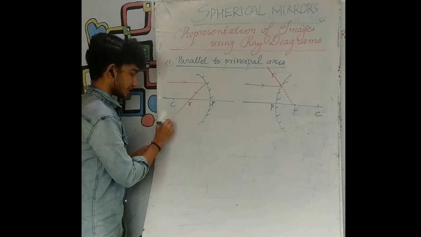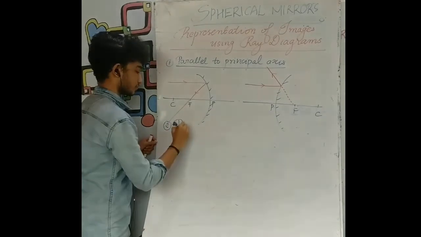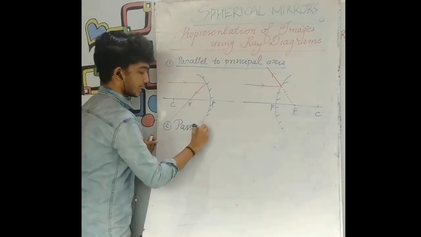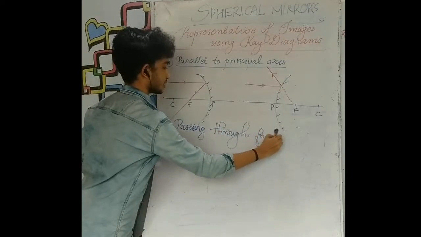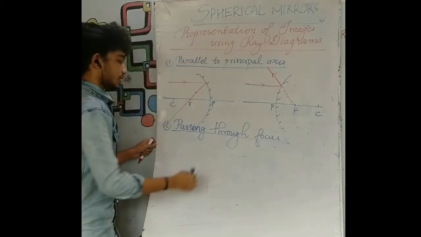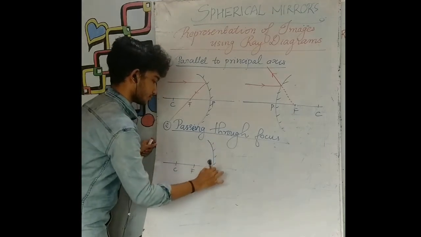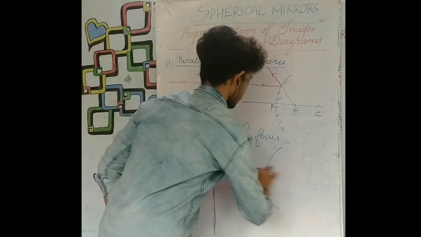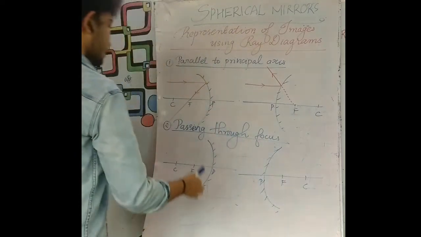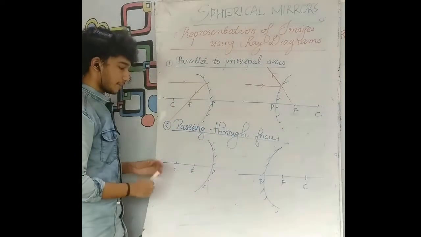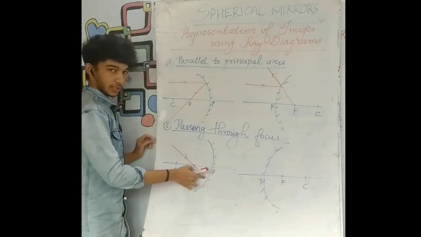Next, the second rule: a ray of light passing through the focus is incident on the reflecting surface. So let me draw one concave mirror with P, F, C. Similarly, one convex mirror with P, F, C. And this light ray is passing through the focus. Passing through the focus means this will be incident on the reflecting surface through the focus.